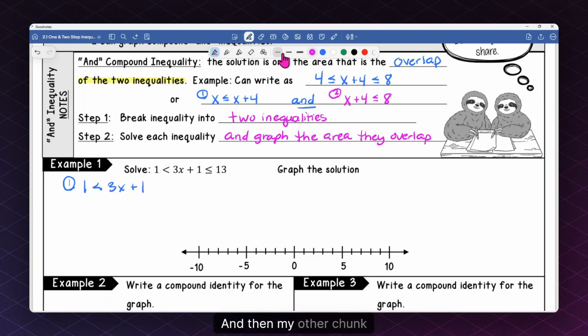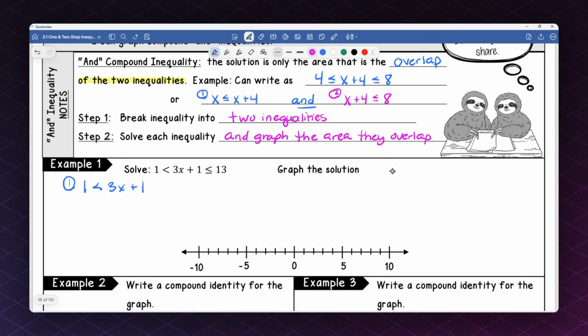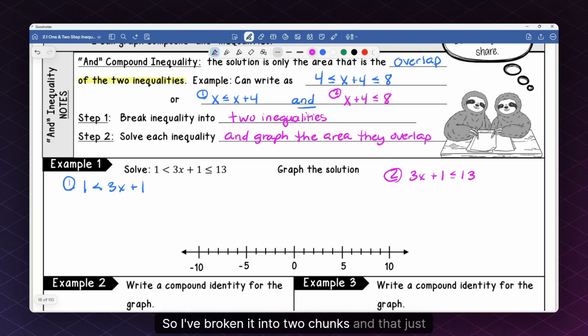And then my other chunk is going to be, I look and see I've got this inequality symbol here. It's going to be the thing that's to the right of it, and then the thing that's to the left of it, but not including this symbol, right? So we're just taking this and this. So let's write that down. I've got 3x plus 1 is less than or equal to 13. Okay, so I've broken it into 2 chunks, and that just makes it into easier bite-sized pieces for us to think about.